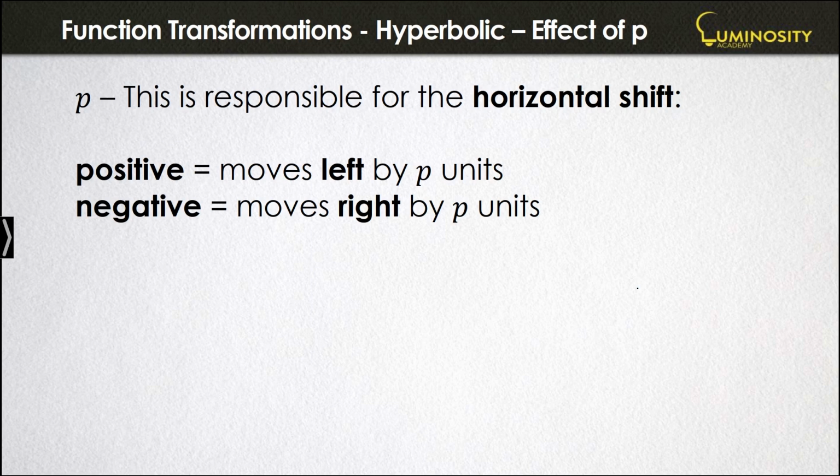Now what about p? P is going to be responsible for our horizontal shift, so this will move us left and right. And when our p is positive, it'll move to the left by p units. When our p is negative, it'll move to the right by p units.